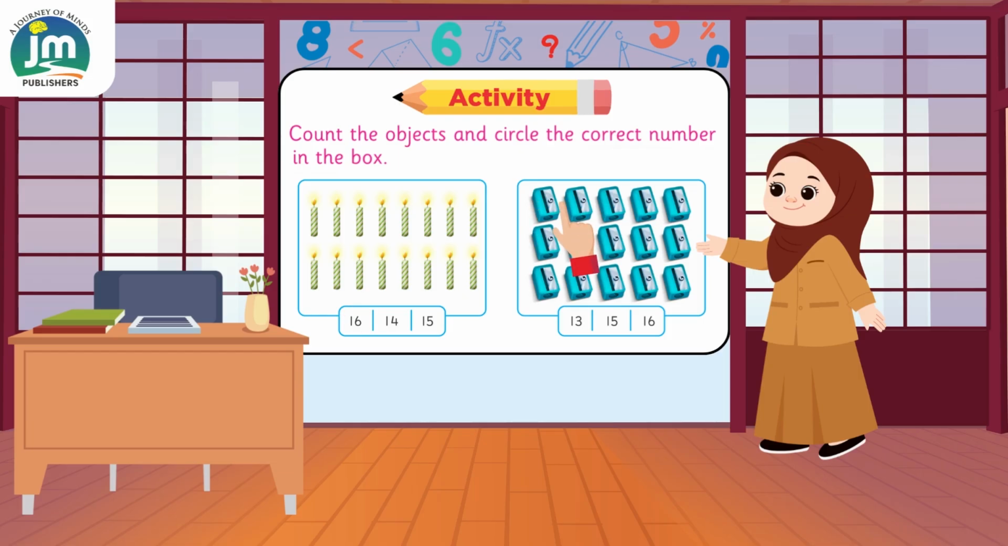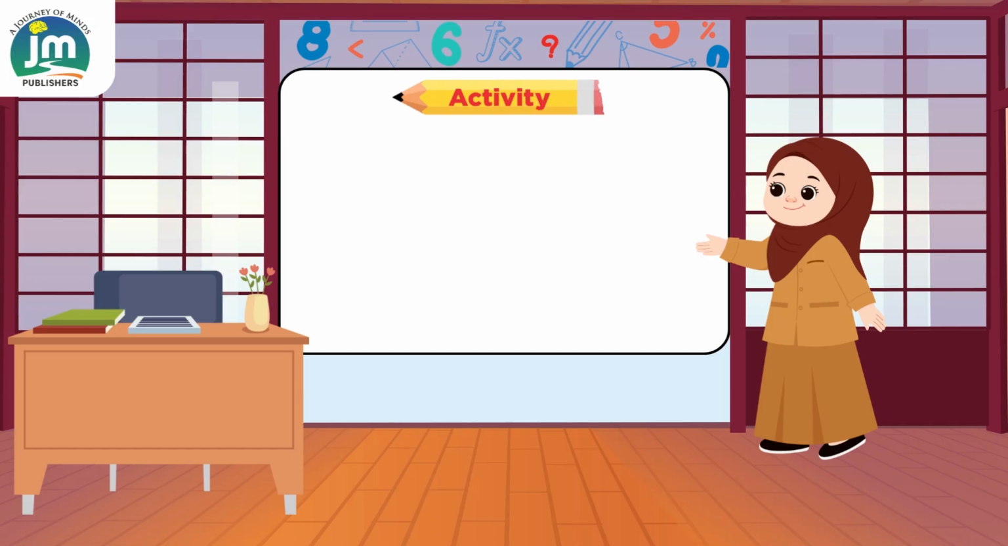Let's count this sharpener. 1, 2, 3, 4, 5, 6, 7, 8, 9, 10, 11, 12, 13, 14, 15. There are 15 sharpener. So many numbers? 15. So circle the number 15. Very good. Activity number 2 में देखिए.